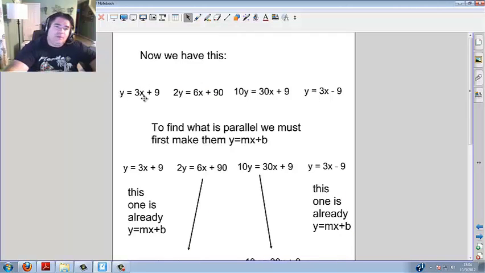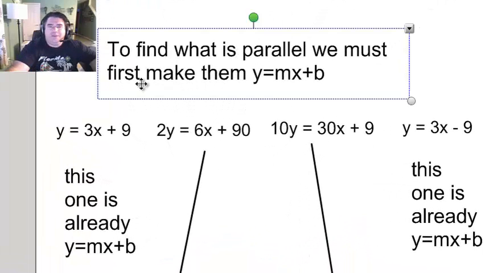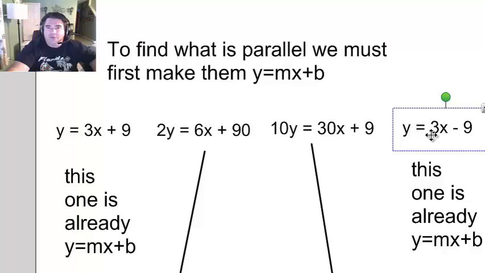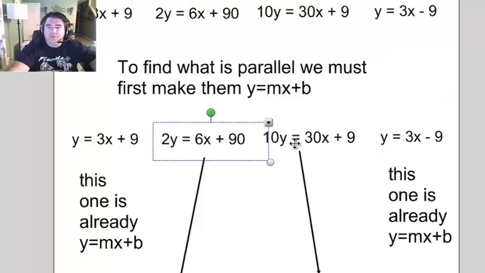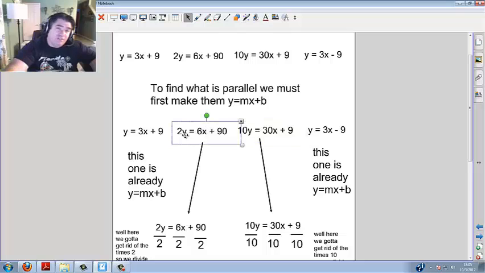Now if we have this, y equals 3x plus 9, 2y equals 6x plus 90, 10y equals 3x plus 9, and y equals 3x minus 9, what we have here is I simply have to find out which is parallel by making them all into y equals mx plus b. This one and this one already have y equals mx plus b. These two don't. They simply have to be converted. I have to get y by itself.